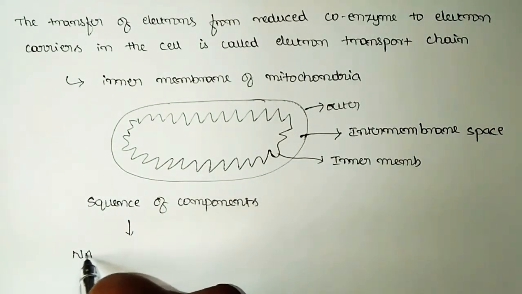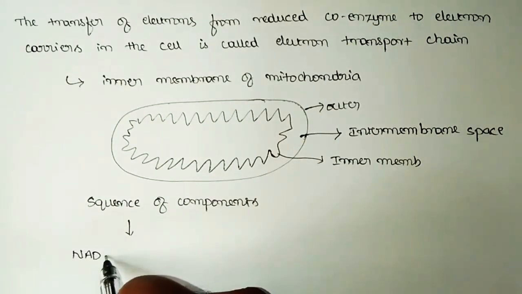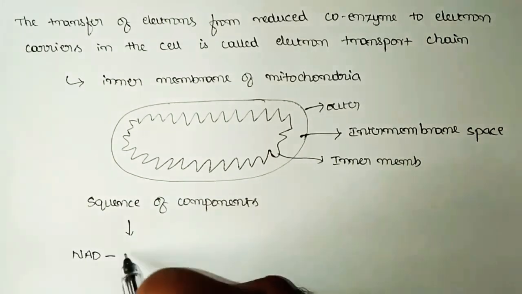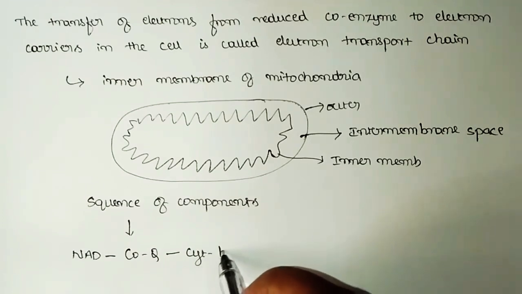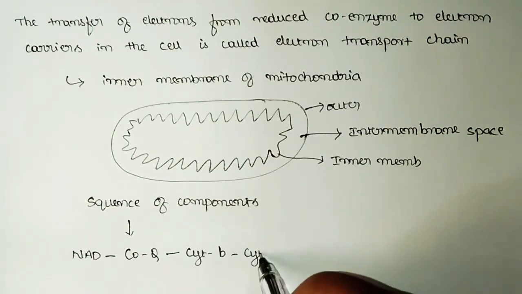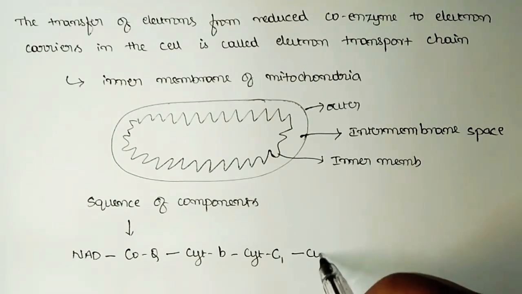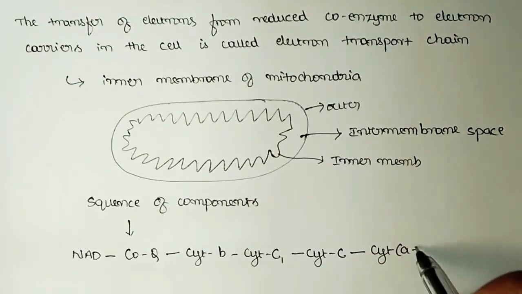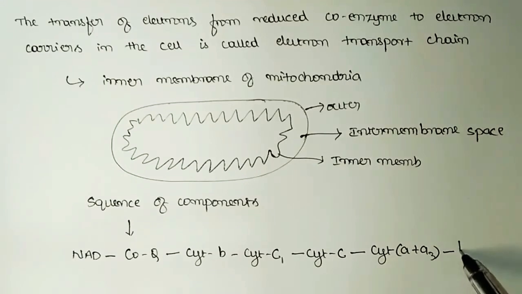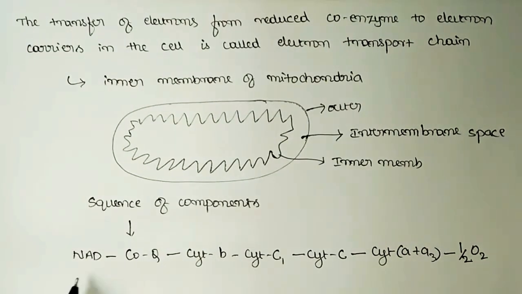Firstly, there will be NAD, which is a coenzyme, and first the electron will get transferred from NAD to coenzyme Q, and from coenzyme Q to cytochrome B, and from cytochrome B to cytochrome C1, and from cytochrome C1 to cytochrome C, from cytochrome C to the complex cytochrome A plus A3, and finally the electron will get transferred to oxygen so that the oxygen will get converted into water. So this is the actual sequence through which the electron transfer will occur in the inner mitochondrial membrane.